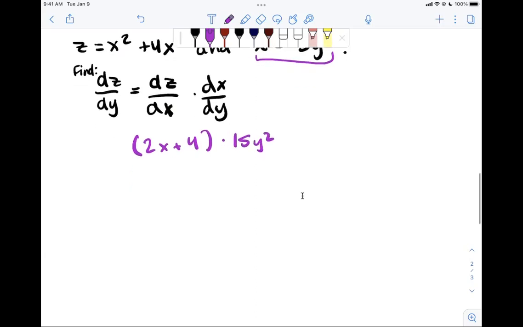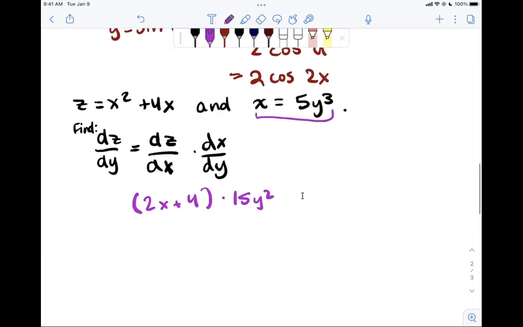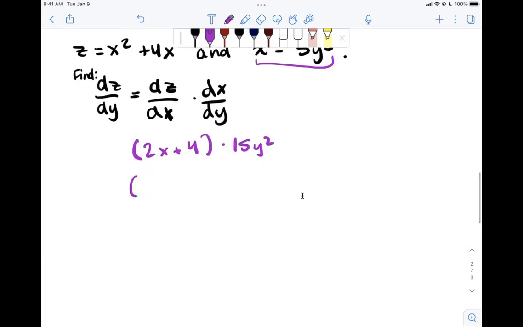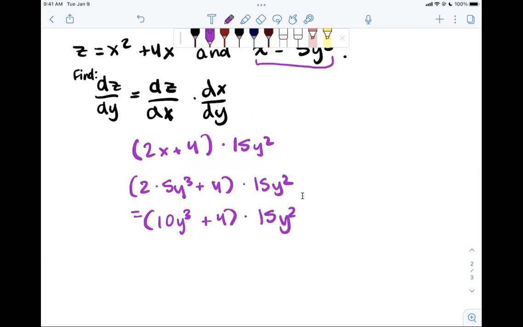All right, and now we have one more step. We actually want this in terms of y, because y is in the denominator here. So we want to substitute; this x needs to be in terms of y, but we can do that because we know that x is 5y cubed. So let's substitute. We're going to get 2 times 5y cubed plus 4, times 15y squared, which is 10y cubed plus 4 times 15y squared. And I think that's simplified enough.